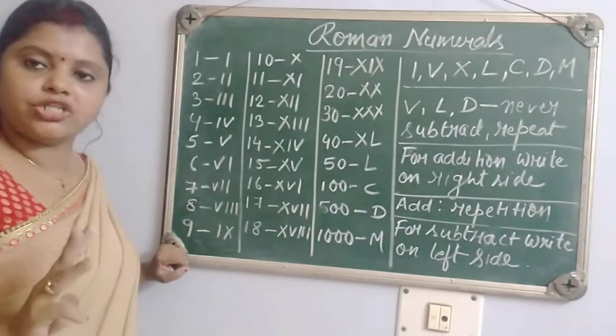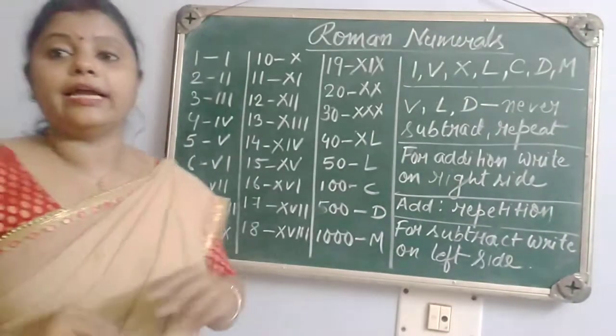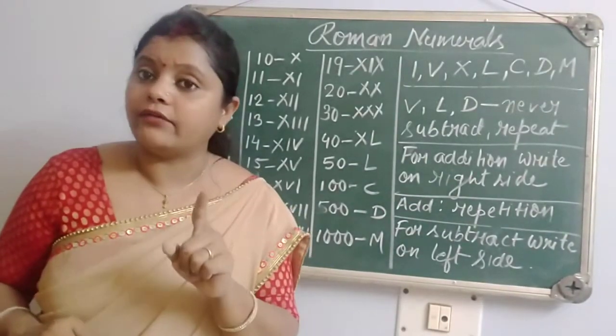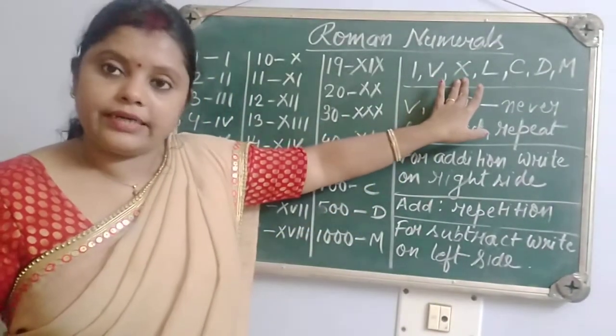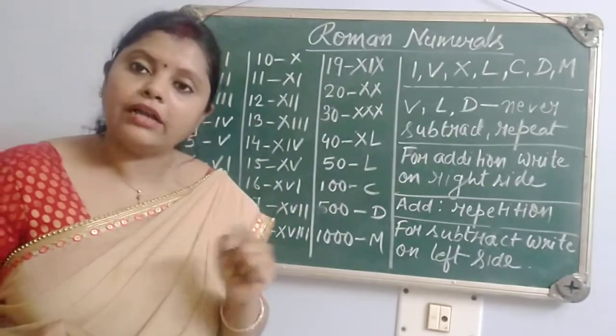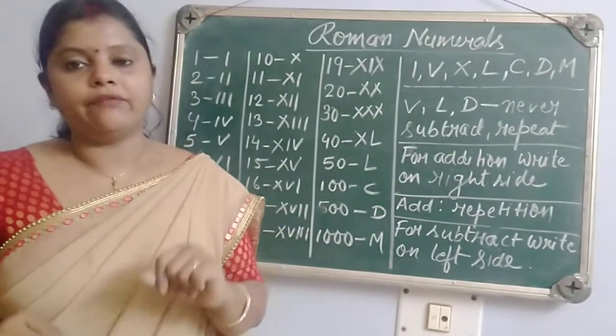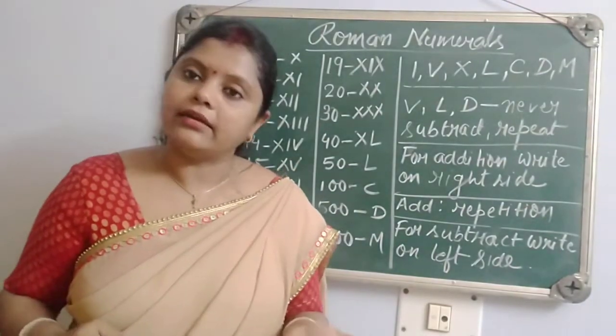Maximum 3 time repetition is allowed. We can't repeat 4 times. So what we have to do for 9? The same thing which we have done for 4. We are having the symbol of 10. So what we can do? We can subtract 1 from 10 so that we can get 9.